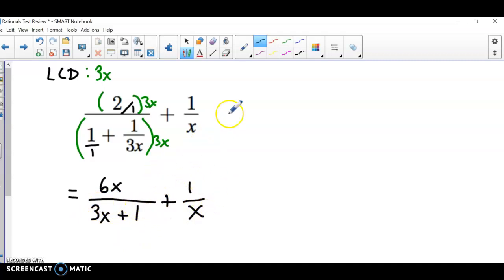I'm going to look at these. Now I need to find the least common denominator of both of these. So you guys had to find 2 least common denominators here. Just keep track of those. So the least common denominator between these new ones, I have a 3x plus 1, and I have an x. I'm going to multiply those together and have x times 3x plus 1.